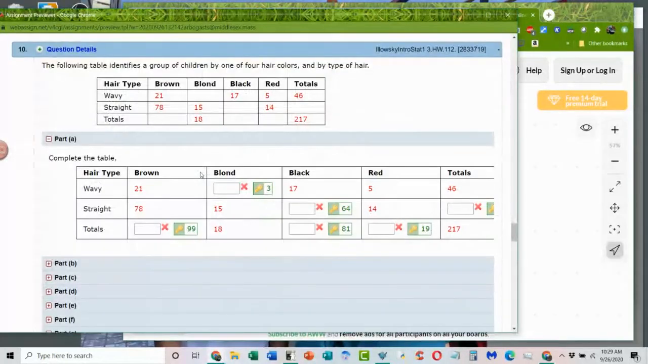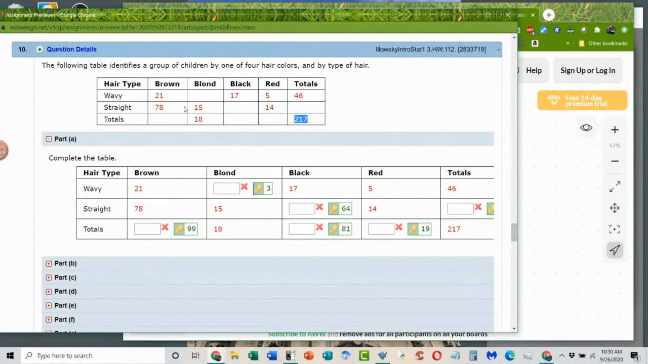All right, number 10 has to deal with contingency tables. And what contingency tables are, just this value here is the total of everything. So they looked at 217 kids, okay? And they either had wavy hair or straight hair. And then they either had brown hair, blonde hair, black hair, or red hair. There were no bald people because they were kids. And they filled in the values. So they did counts. And then what happens is we can total down and total across.